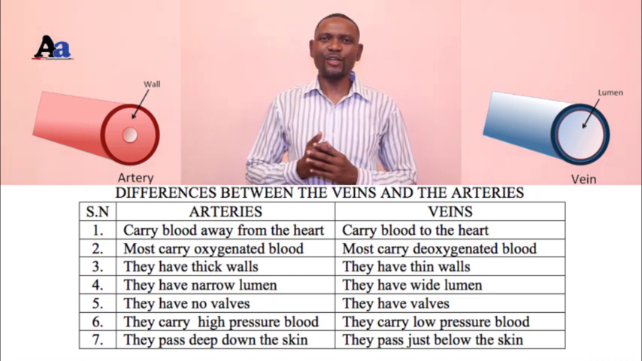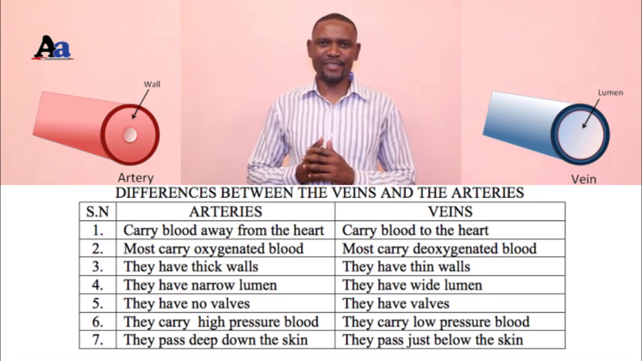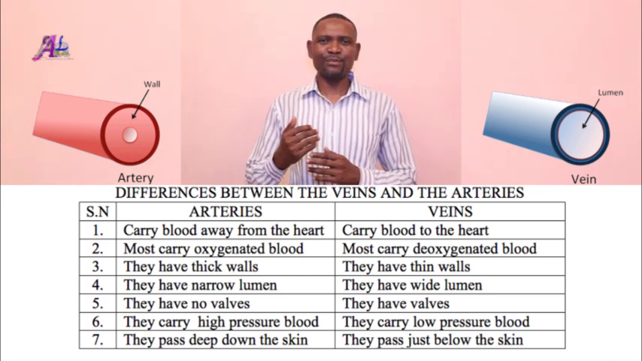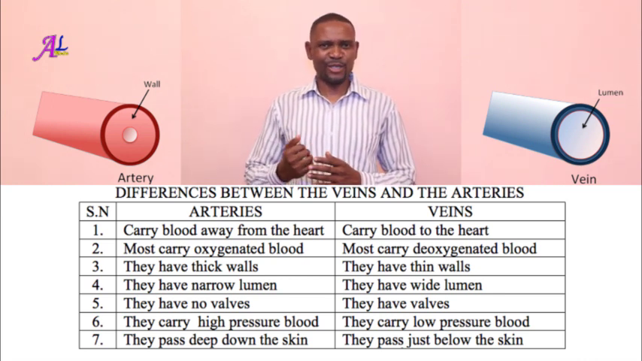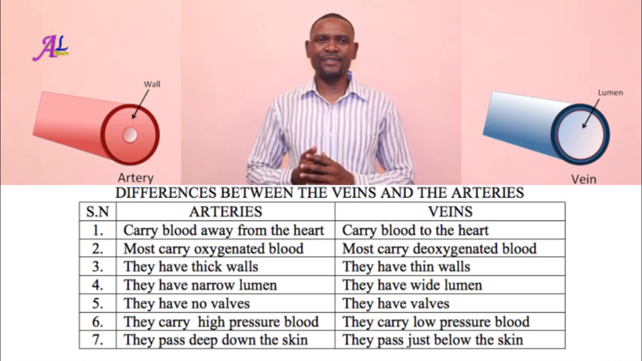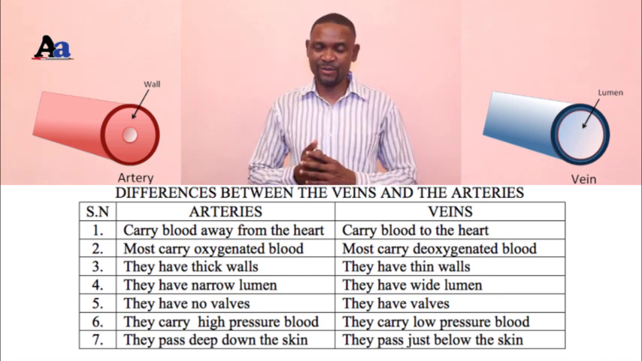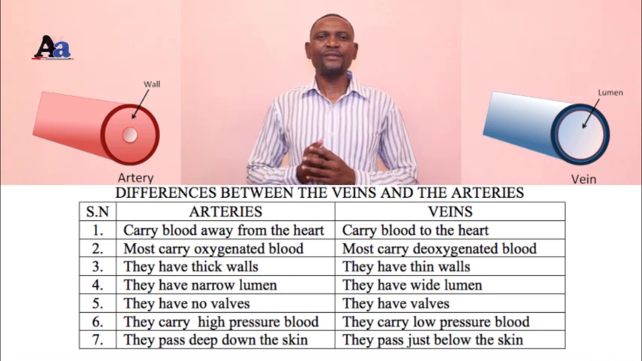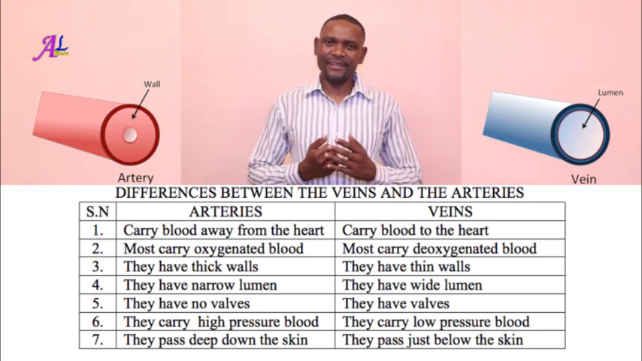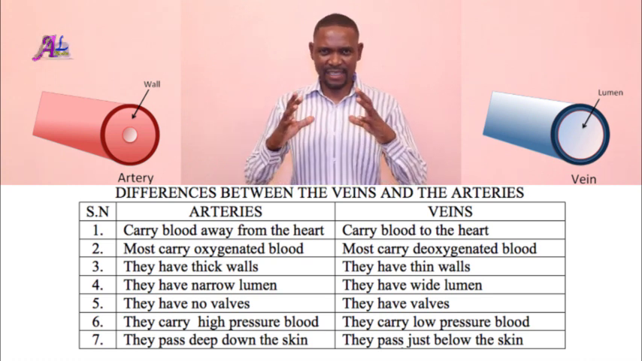Most arteries carry oxygenated blood, while most veins carry deoxygenated blood. Remember, we have the pulmonary artery that carries deoxygenated blood, and the pulmonary vein that carries oxygenated blood. But again, the arteries have very thick walls because they carry blood with very high pressure, while the veins carry blood with very low pressure. Therefore, they have thin walls. Again, the arteries have a narrow lumen, while the veins have a large lumen.